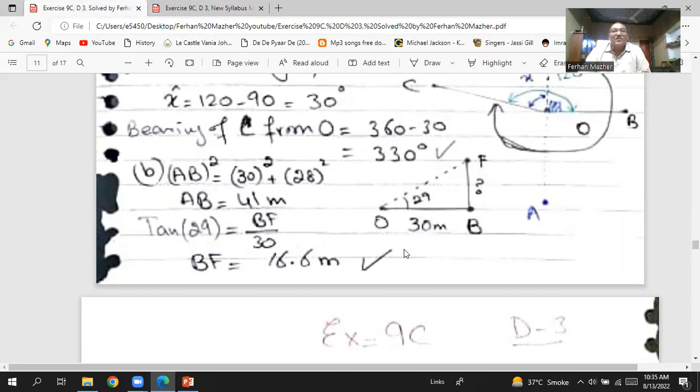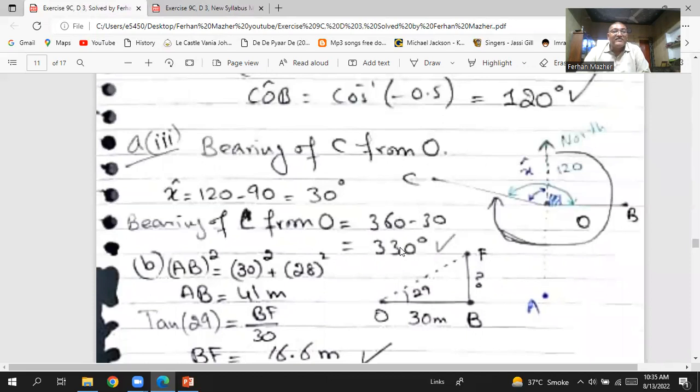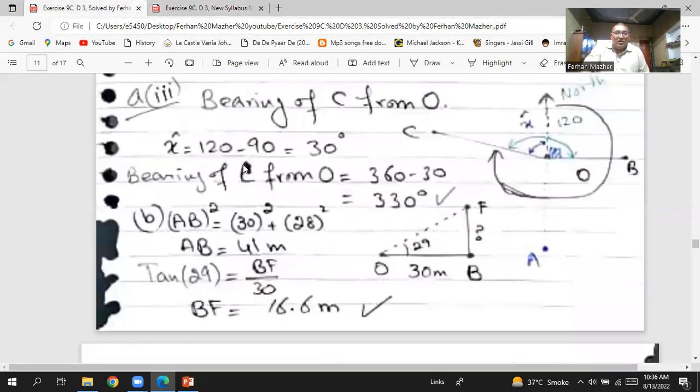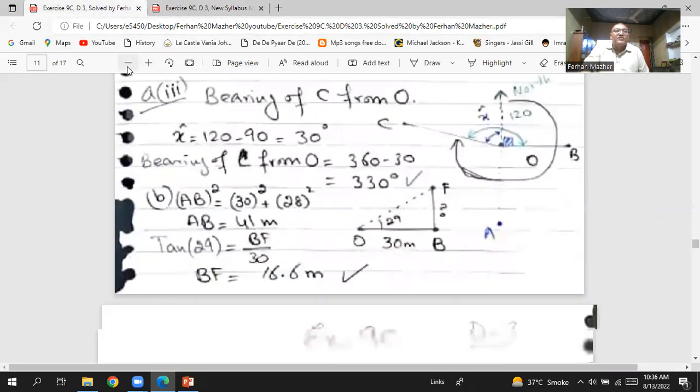So this is how you will do this question. This part was a little tricky. First of all, I need to know from the OB, AB, and the CB, whichever distance is the smallest, so from that point, the angle of elevation of that vertical pole will be the greatest. And that was the point O. Okay, so this is how you do this question.